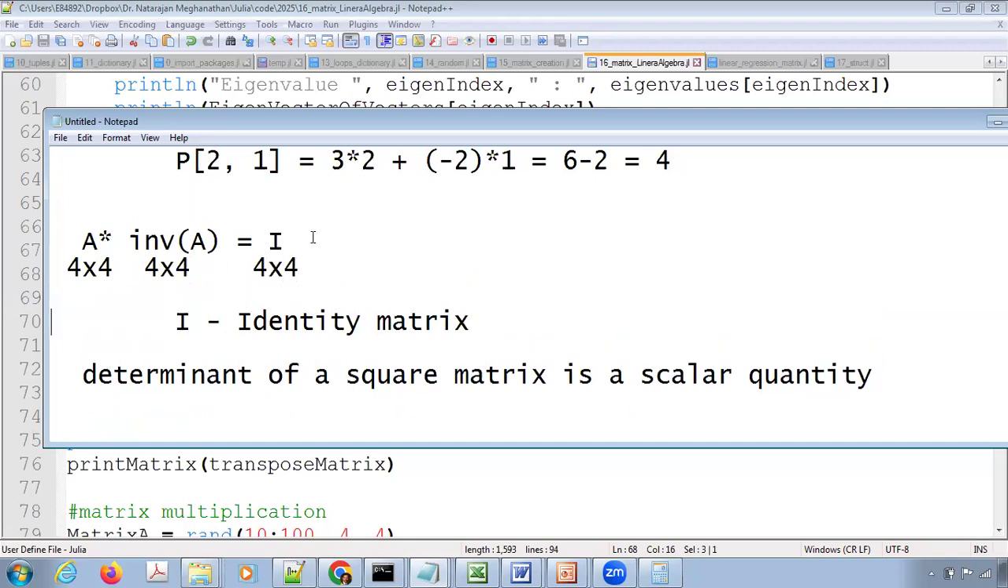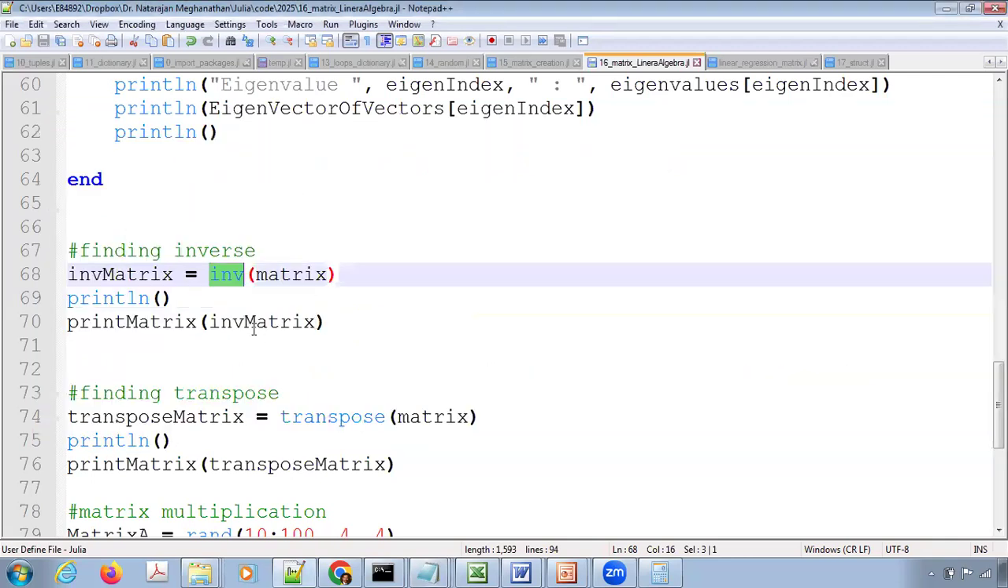If you multiply a matrix with its inverse, you're going to get an identity matrix. For any such square matrix that is not singular, we can find its inverse. And this INV function will compute that for you in Julia.